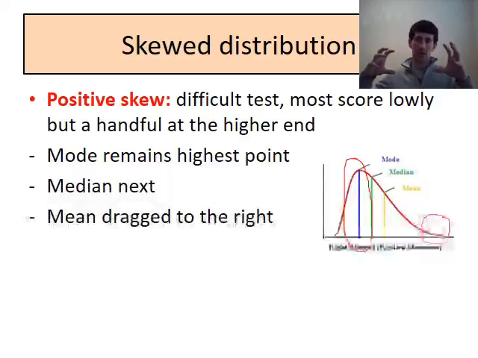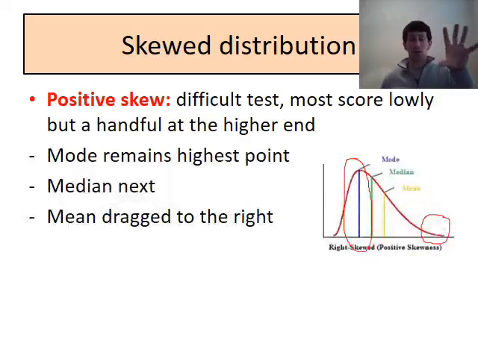Okay, the average results get dragged over to the right, and that's why it's called a right skewed curve, because the mean and the median get dragged to the right because of a few people who score really highly. Most people scored very low, but those few anomalies who scored really, really high, as they do in every test, have dragged the mean and median over to the right.